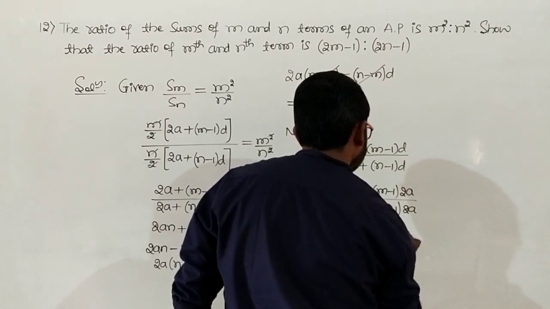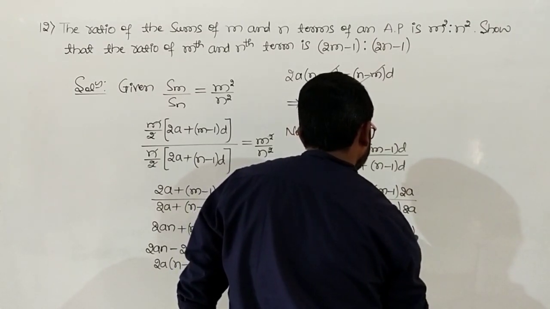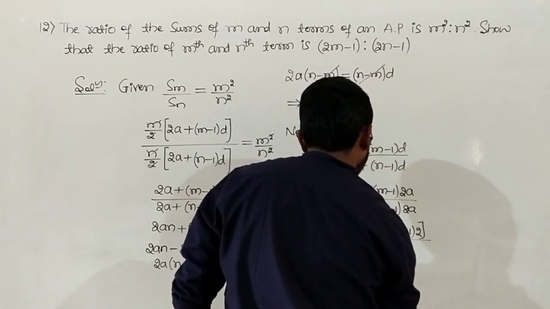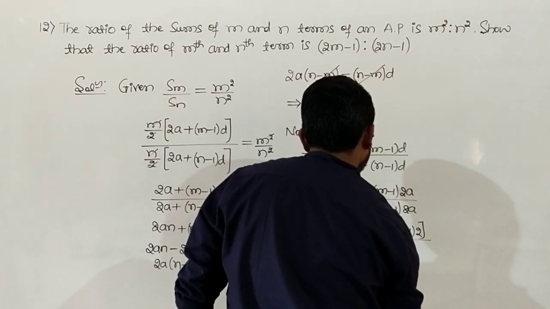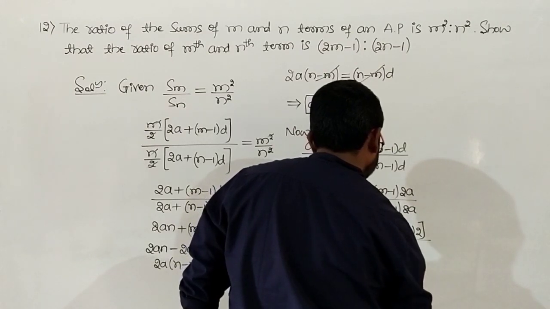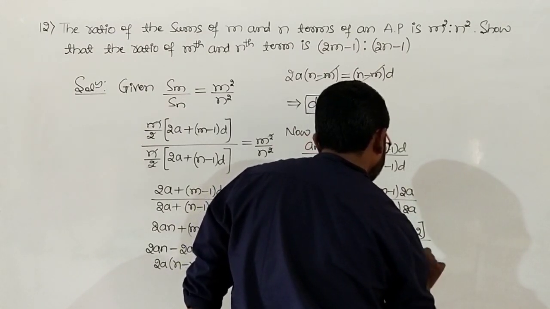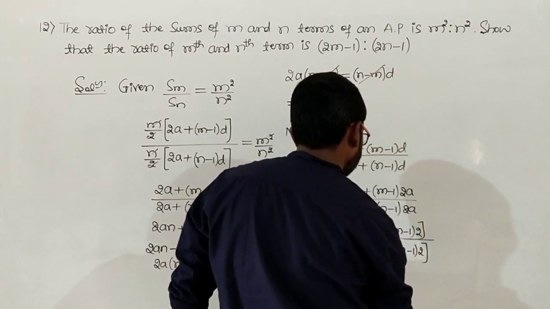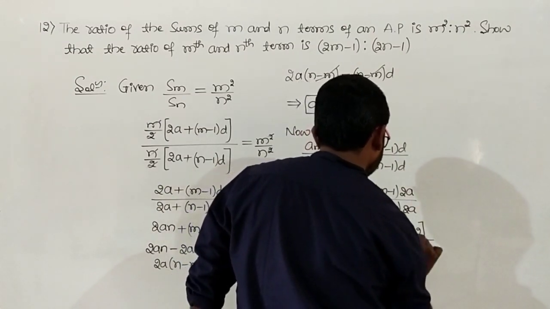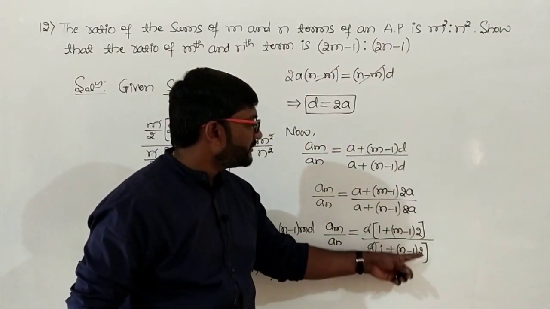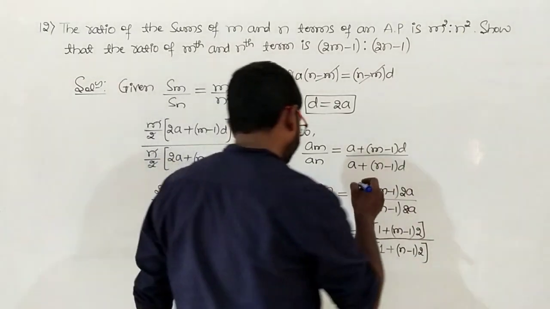ಅಂದರೆ 1 plus m minus 1 into 2 ಆಗ್ತದೆ divided by, here also take a common, you get 1 plus n minus 1 into 2. ಹೌದ್ರಿ? then so here a and a get cancels. Now multiply 2 with these two terms and here also 2 with both the terms.